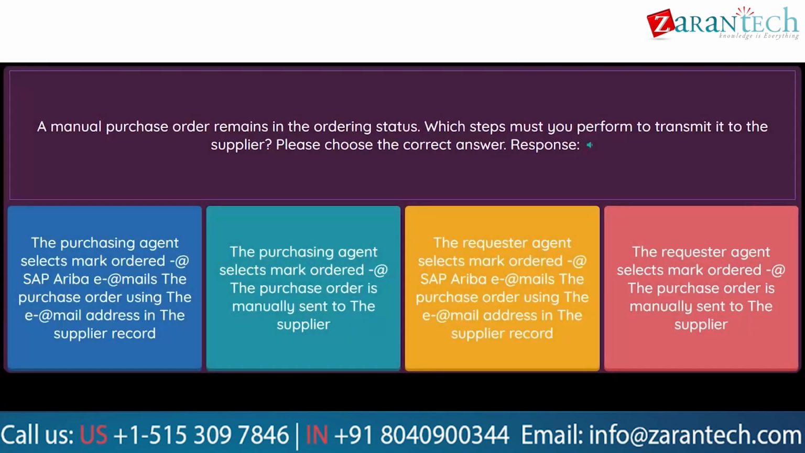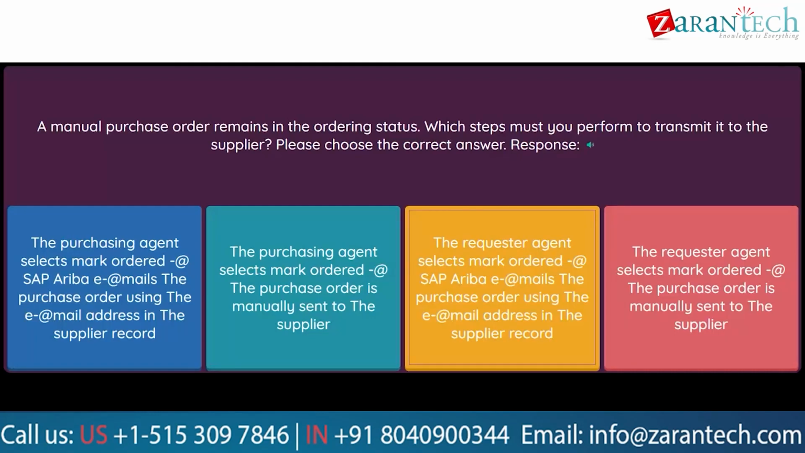Question: a manual purchase order remains in the ordering status. Which steps must you perform to transmit it to the supplier? Please choose the correct answer. Response: Option 1, the purchasing agent selects mark ordered. SAP Ariba emails the purchase order using the email address in the supplier record. Option 2, the purchasing agent selects mark ordered. The purchase order is manually sent to the supplier.